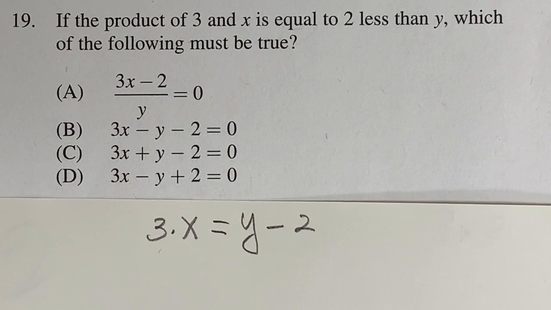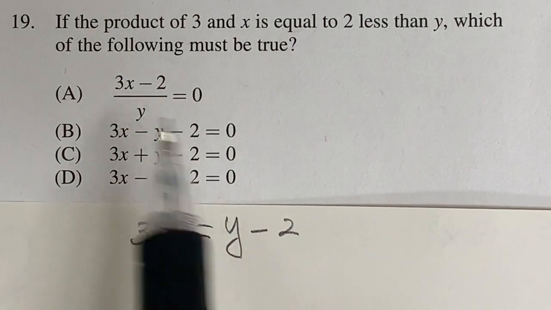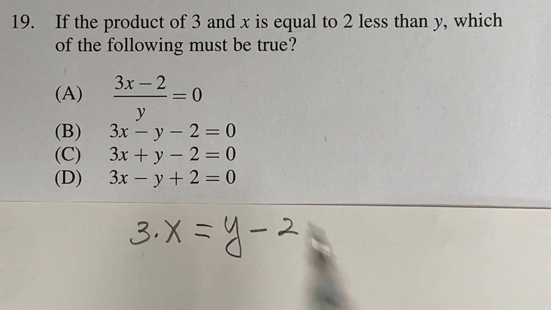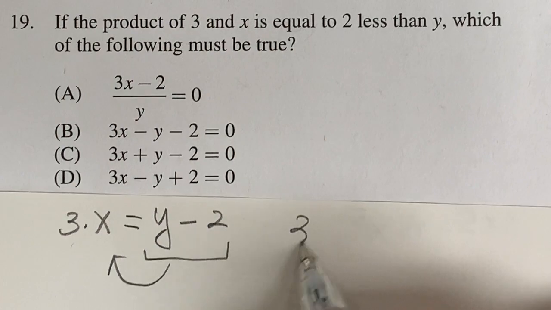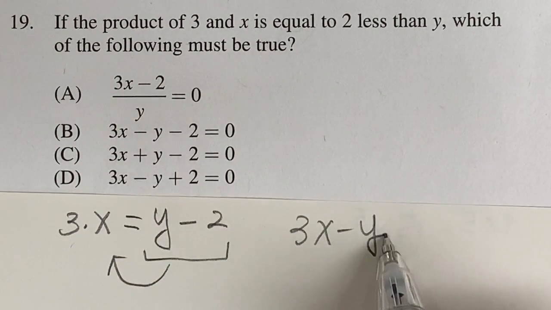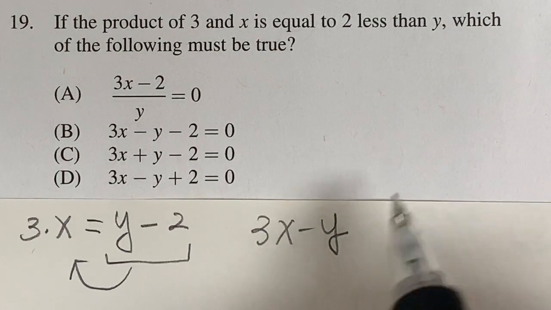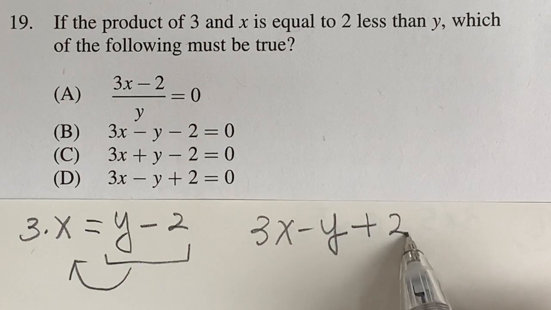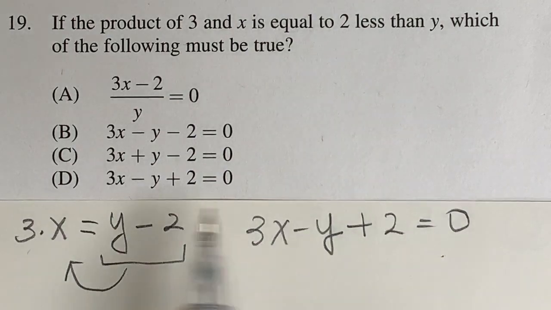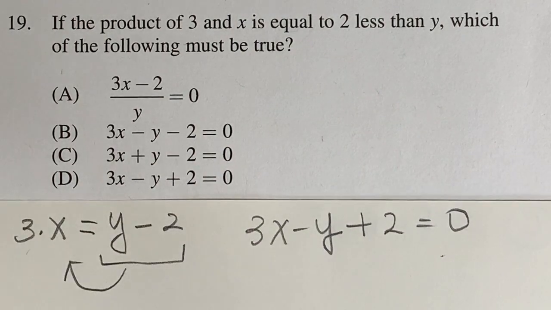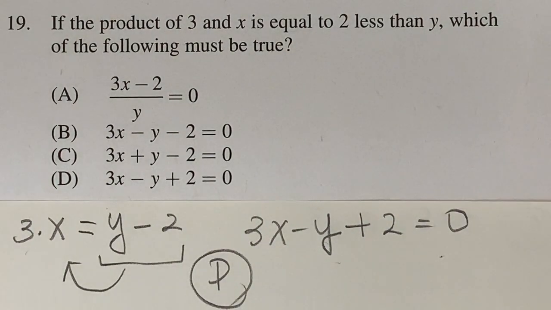Which one must be true? Based on the answer choices, it seems like all of the equation is on one side, the left side. So I'm going to move everything to the left side. Therefore, I'm going to have 3x minus y, because I'm moving y to the left side. Remember, every time you move a term to the other side, it changes the sign. So I have this equation, everything on the left, and D is the answer. D has exactly the same equation that I got.